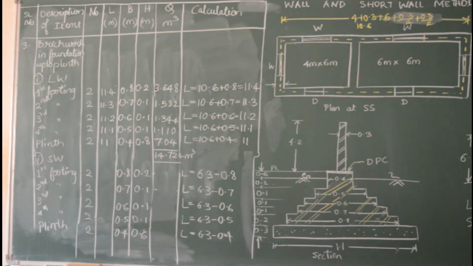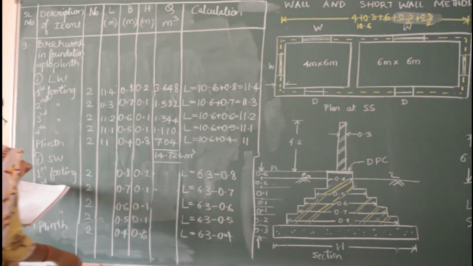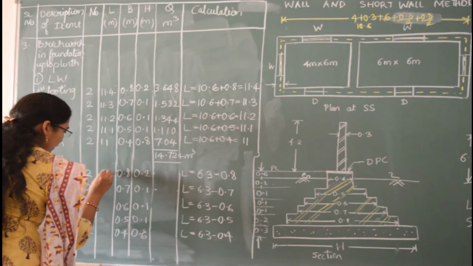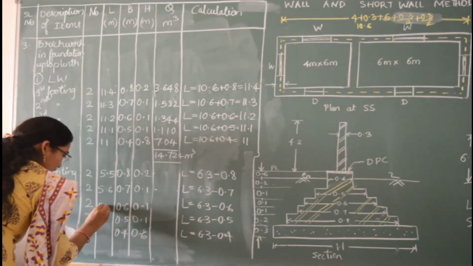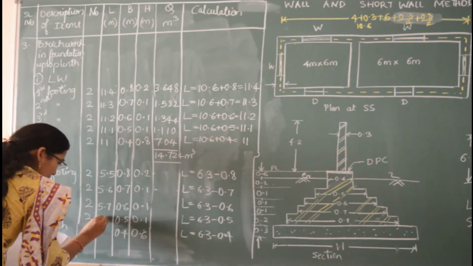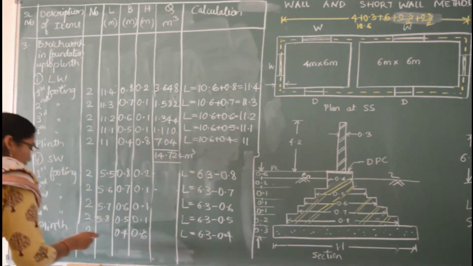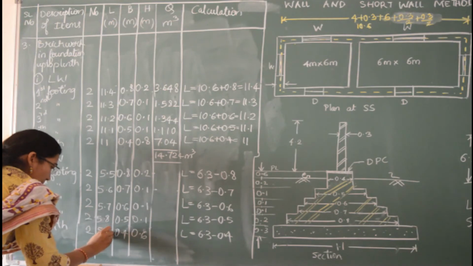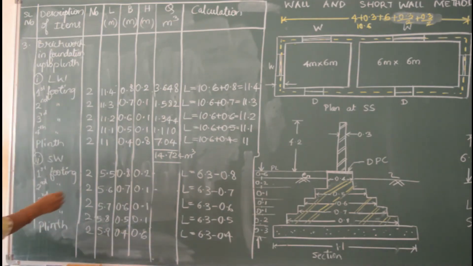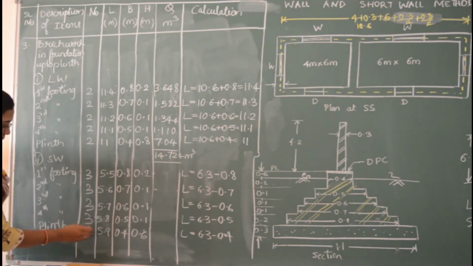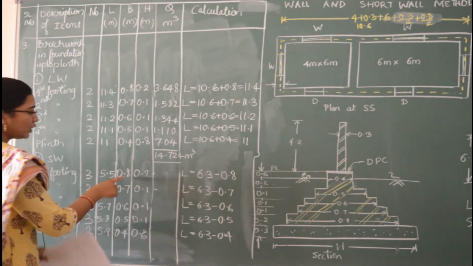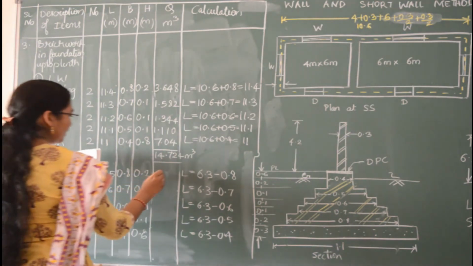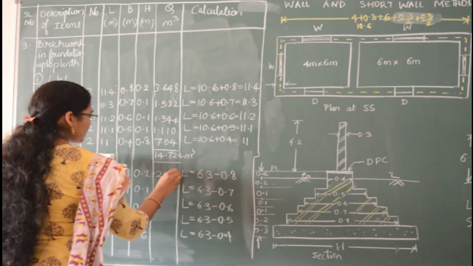So when I do 6.3 minus 0.8, I'll be getting 5.5, then next 5.6, 5.7, 5.8 and lastly 5.9. So we have to multiply this. We are having how many short walls? We are having 3 short walls. So that is 3. So 3 into 5.5 into 0.8 into 0.2, when I do, I'll be getting 2.64.